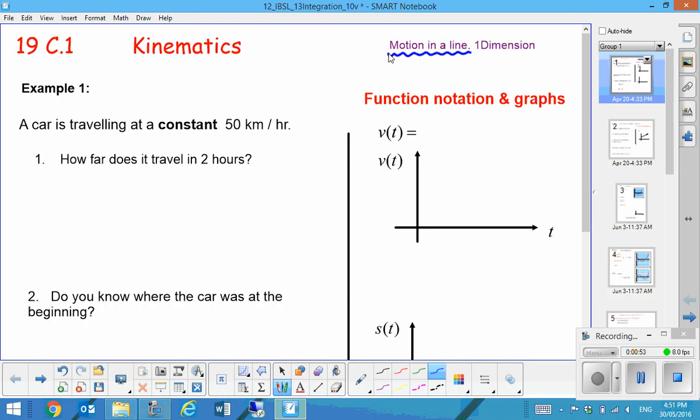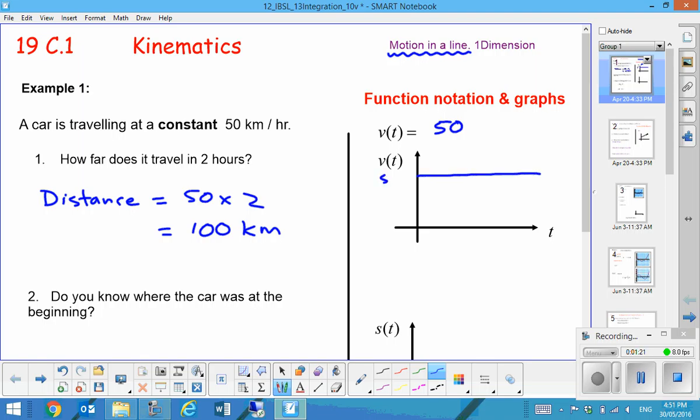So, car travelling at a constant speed of 50 kilometres per hour, you probably remember from middle school: in 2 hours, how far does it travel? The distance travelled is going to be 50 times 2, which is 100. What are our units? Kilometres, because we're kilometres per hour. If we wanted to graph that, our velocity function in this case is 50. So we would graph it and we'd have a nice straight line at 50.